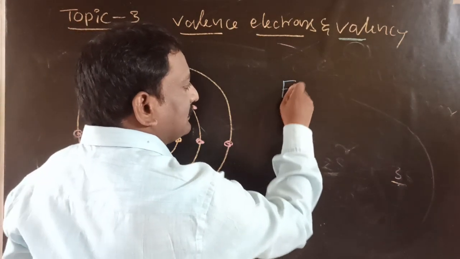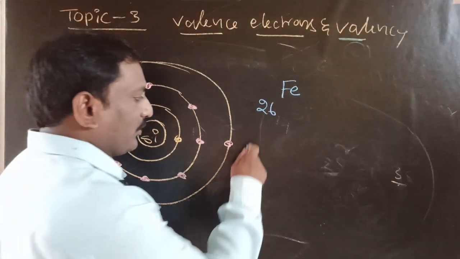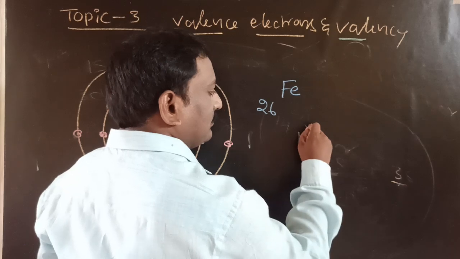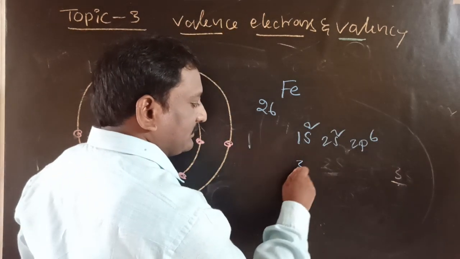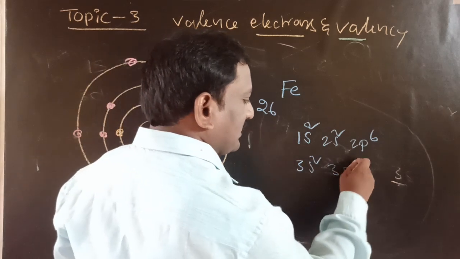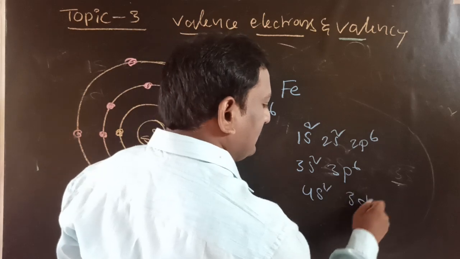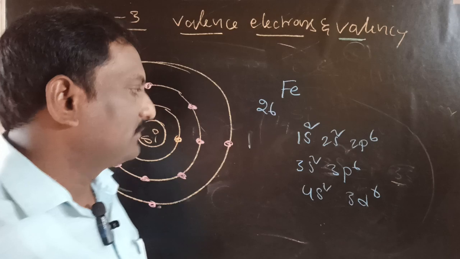Iron, let us take. Iron atomic number 26. Electronic configuration: 1s2, 2s2, 2p6, 3s2, 3p6, 4s2, 3d6. So this is the electronic configuration of iron.